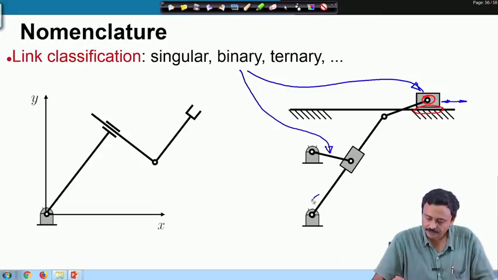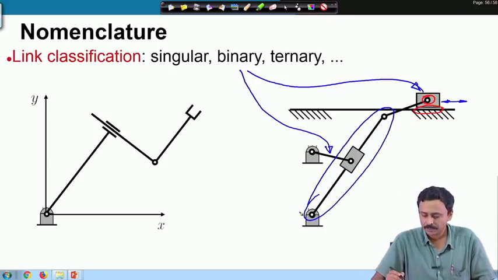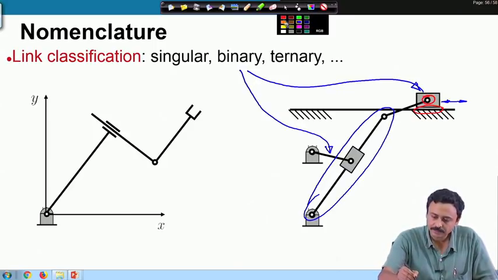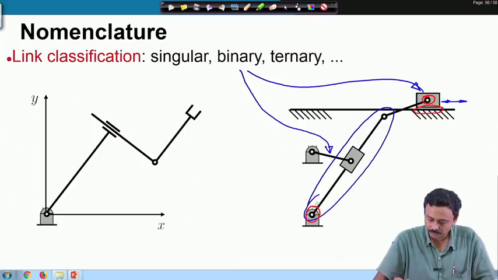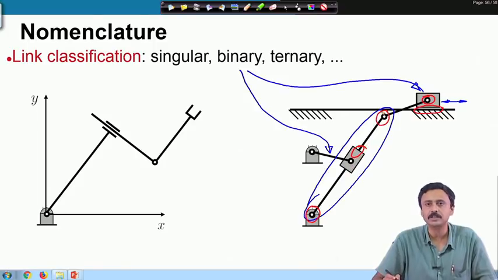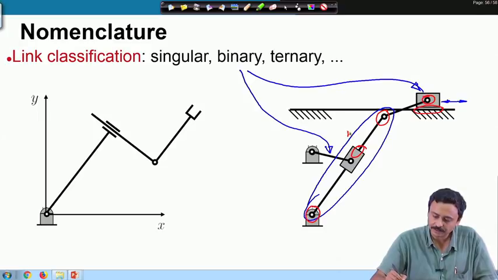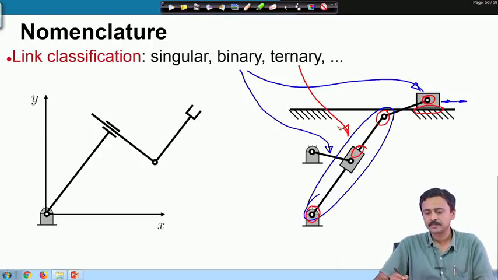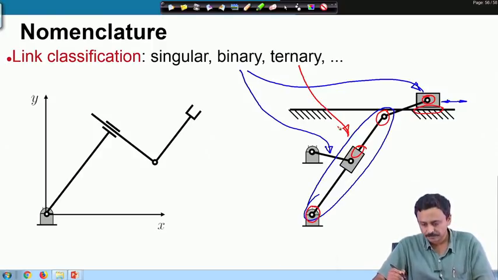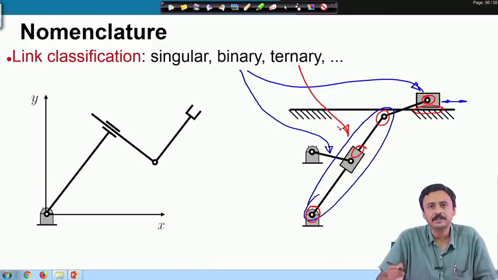What about this link? This has one, here there is a sliding connection, two, and here there is another connection, another hinge. There are 3 connection points for this rigid body. Therefore, this is a ternary link. This link is a ternary link. There is another ternary link in this chain.